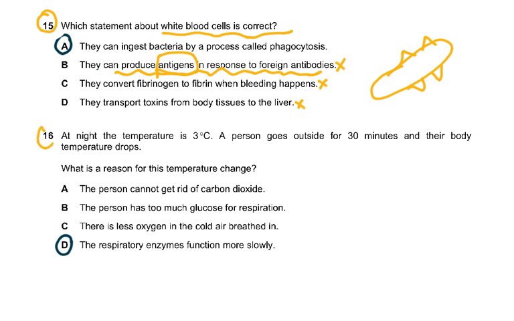Then coming to question 16, at night the temperature is 3 degrees Celsius. A person goes outside for 30 minutes and their body temperature drops.